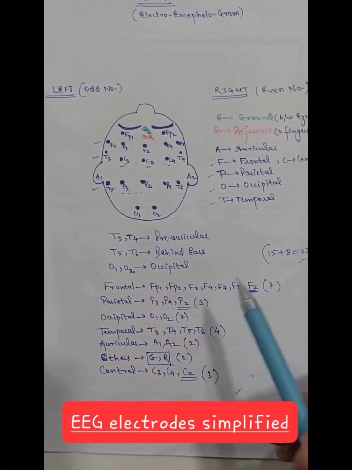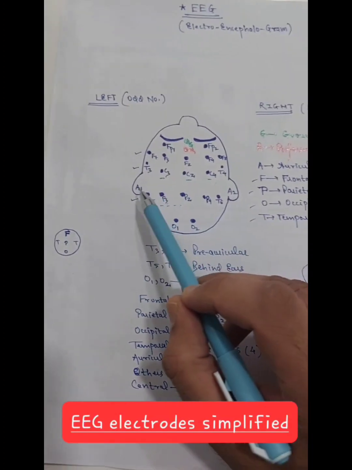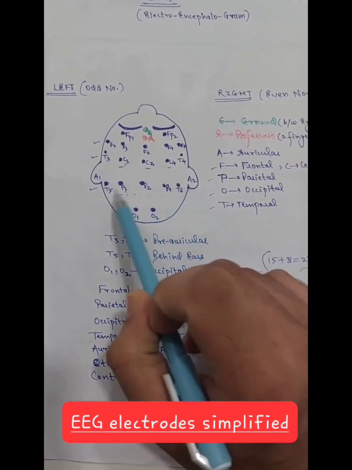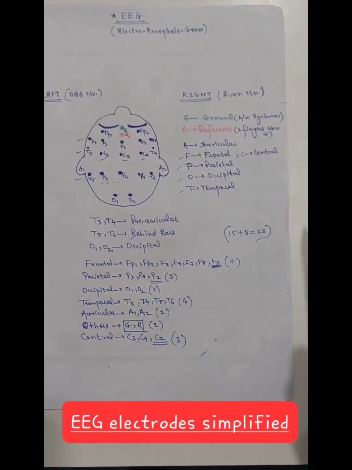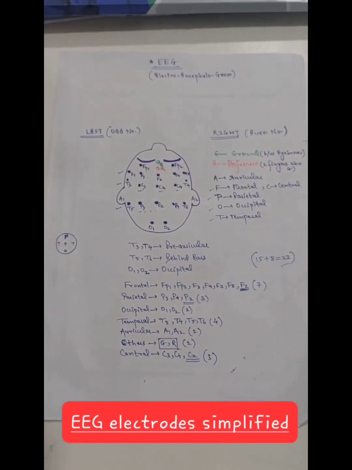And 2 more electrodes are there, that is the auricular electrodes, that is you can see here on the ear, these are placed A1 and A2, these are the 2 auricular electrodes. So these are the total 23 in number electrodes, and this is the placement of electrodes, how it is placed.